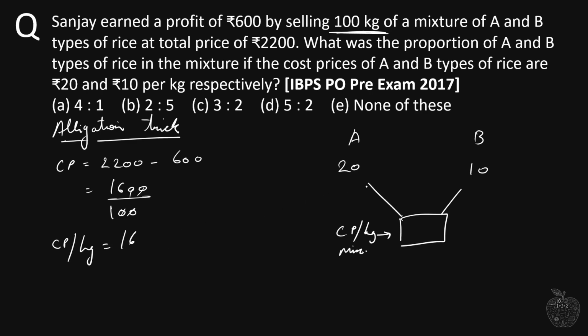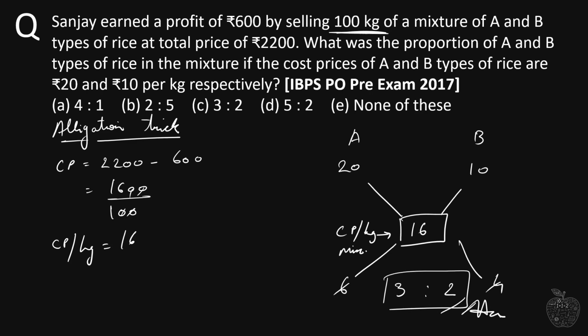Alright, 16 rupees. So now we know that cost price of A here is 20 rupees per kg and cost price of B here is 10 rupees per kg. Both are mixed together, and now the cost price of the entire mixture becomes 16 rupees per kg. Now what we do is take the difference of 16 and 10, which is 6, and write it here. The difference of 20 and 16 is 4, and we write 4 here. So we get 6 and 4, which is 3 and 2. So we have got the ratio in which A and B are mixed together. It will be 3:2, and this is our required answer.